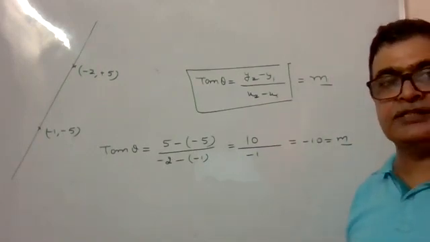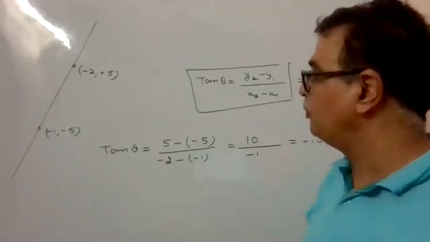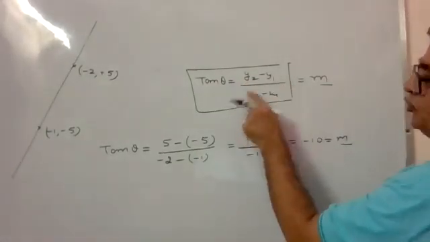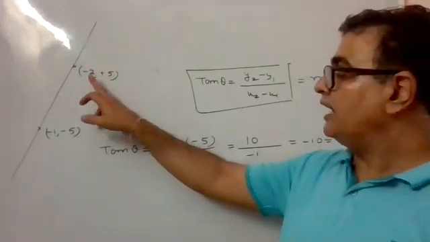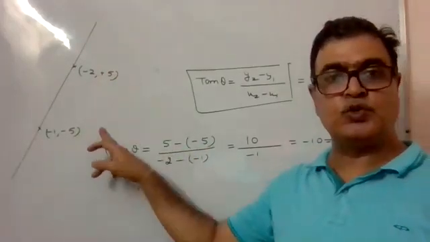Clear? So if 2 points are known, clearly I can get the slope of the line. What will that be? y2 minus y1 by x2 minus x1. If you have taken this as x1 y1, then take this as x2 y2.